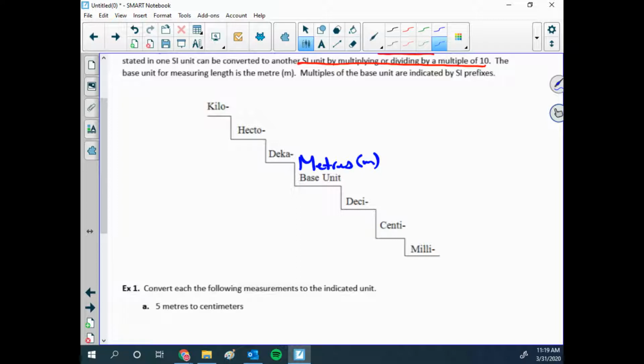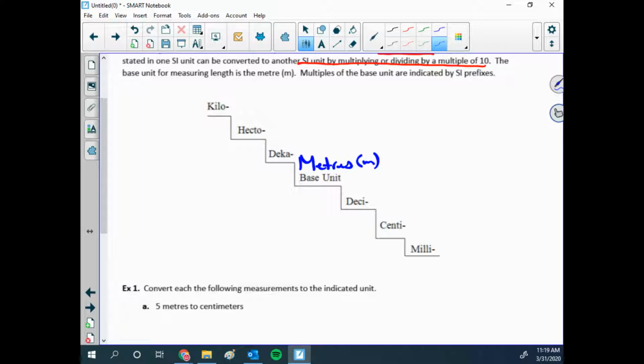So we can use meters. It's also used for liters, right? Because I could have a kiloliter, I can have a milliliter. And it's also used for grams, right? I could have a milligram, I can have a gram, I can have a kilogram. So really, this system is used for all of those other ones, and we'll come back to that when we look at volume and mass conversions. For now, we're just looking at meters.